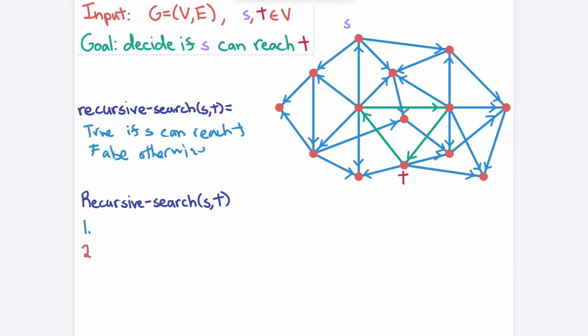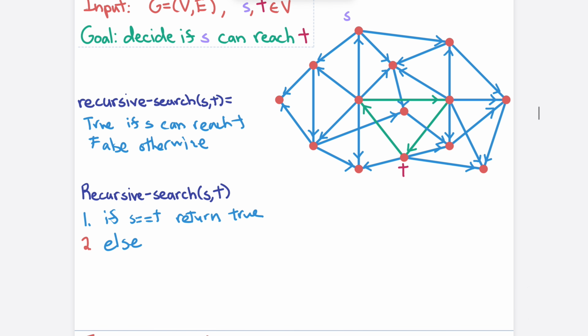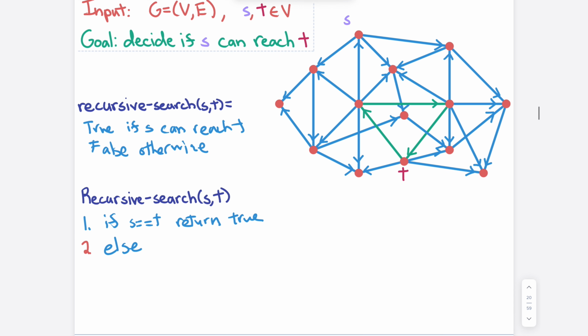Okay, and if I was going to implement this as a naive recursive algorithm, what might we write? Yeah. The base case would be if S equals T, return true. Otherwise, you loop over S's children and make a recursive call for each one of S's children. If there are no children, then you just loop over this.